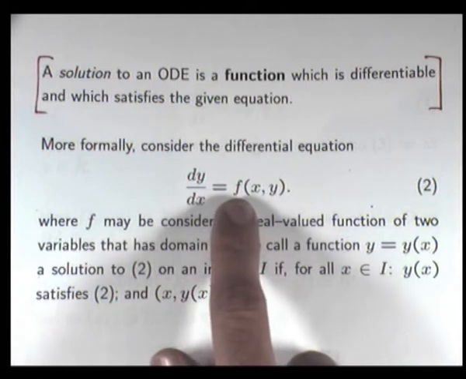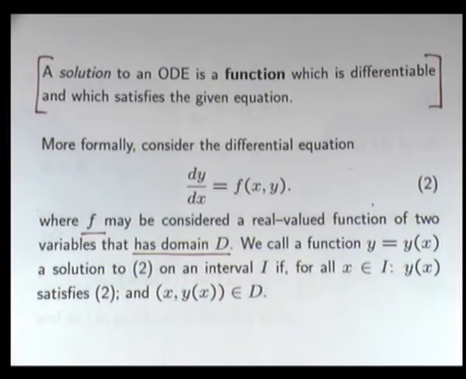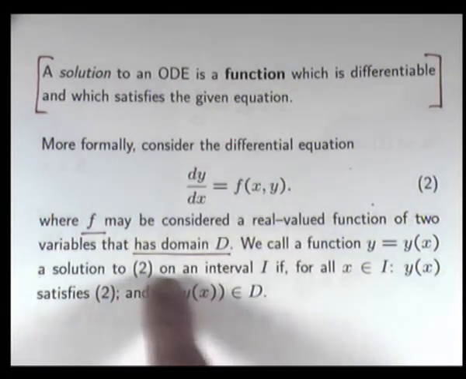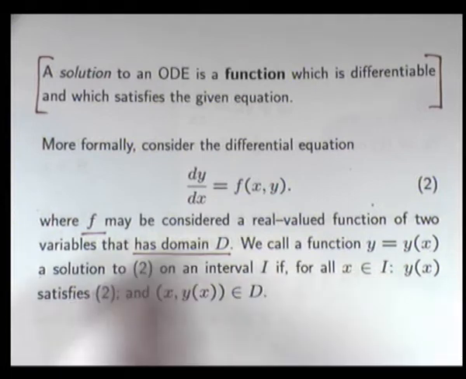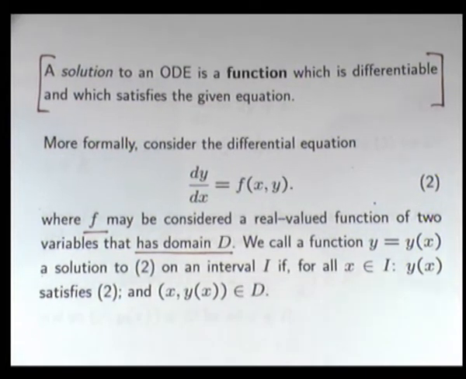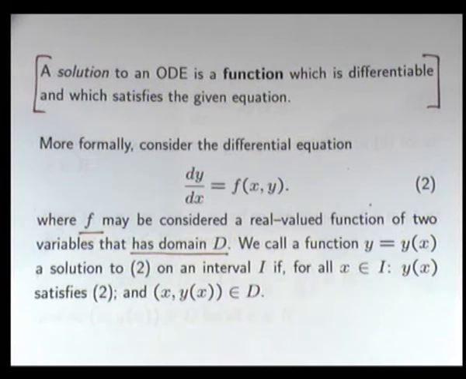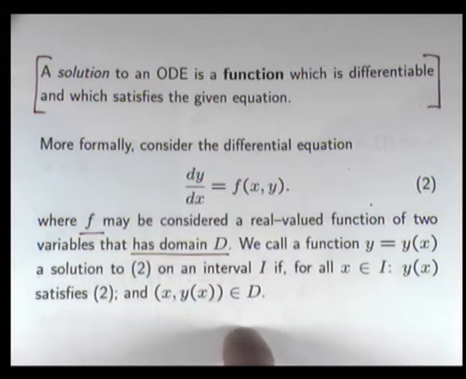Now, that f has a domain, D. And more formally, we call a function y equals y of x a solution to this problem on some interval, I, if for all x in that interval, y satisfies this problem. So in other words, y is a differentiable function for all x in this interval, and this equation holds for all x in the interval I. And secondly, the graph of y, in other words, these sets of points, are in the domain of f. Those two points guarantee that you have a solution to a given ODE.